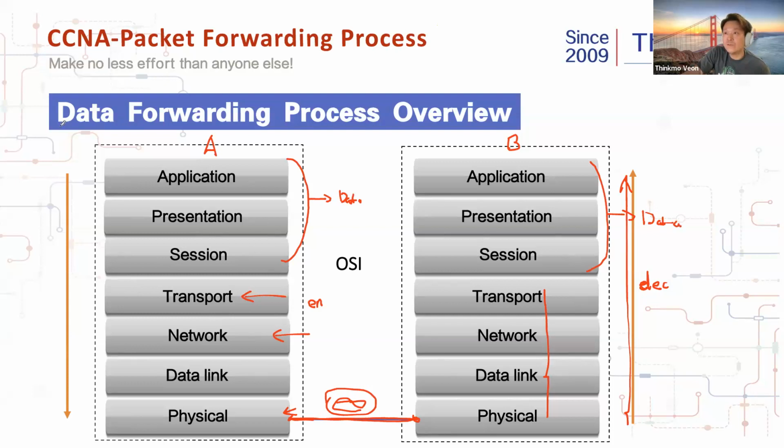Yeah, this is the overview of the data forwarding process. No matter where user A is sitting, the data will follow this way. The application data will be encapsulated and then sent over through the physical layer. It will become what we call bits, like 100101, and be forwarded over to the other side, host B.